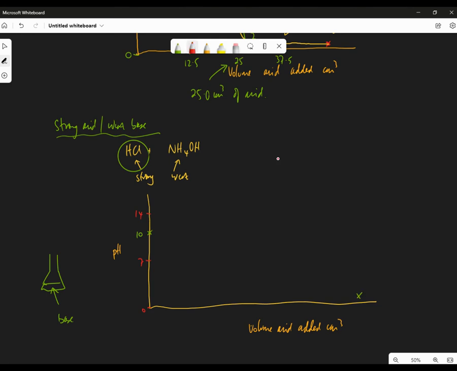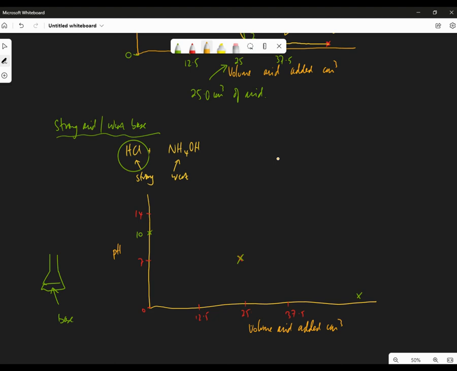Let's put the other bits and pieces in. This is my 25. This is my 12.5. And this is my 37.5. Okay, and again, because of the conditions we put on it, we know it's going to neutralize at 25. Why is that? Because it reacts 1 to 1 and they're the same concentration. Now, let's have a look at this. What's this going to look like?